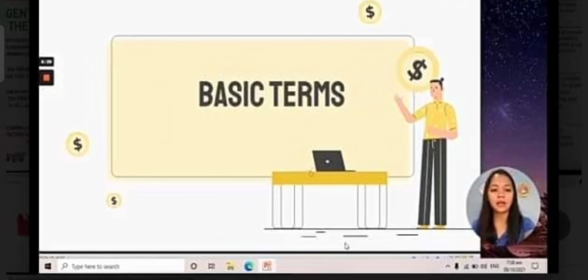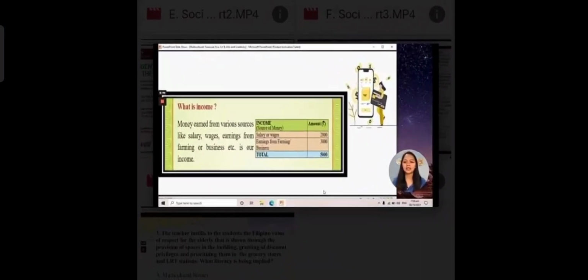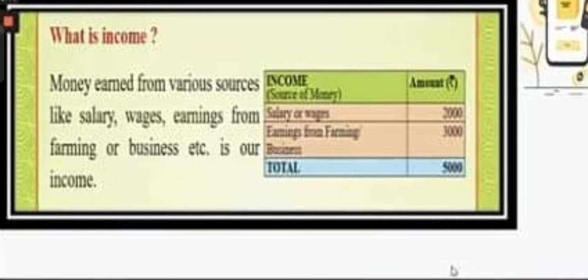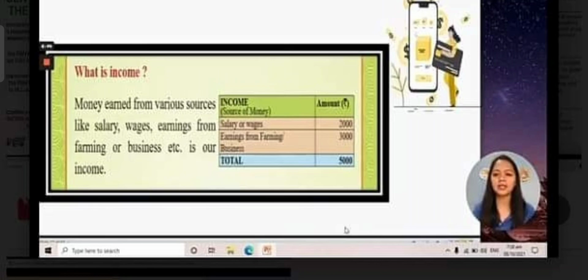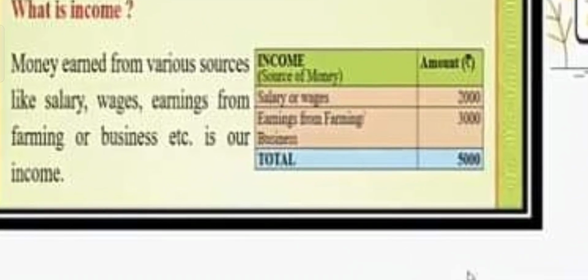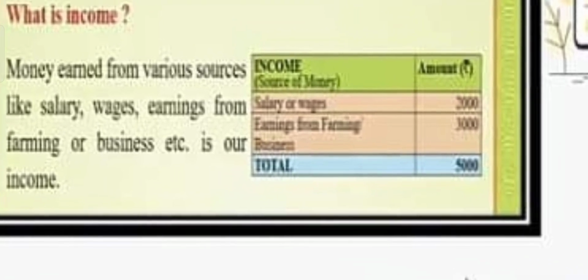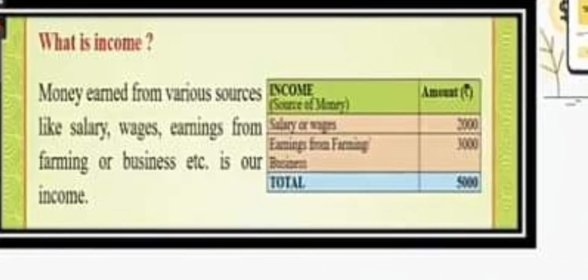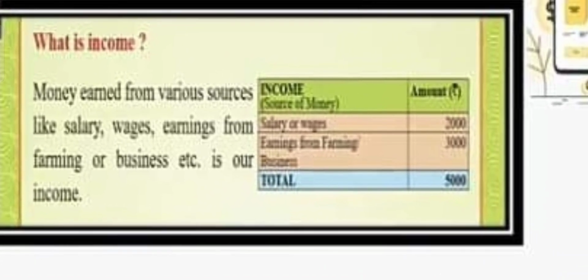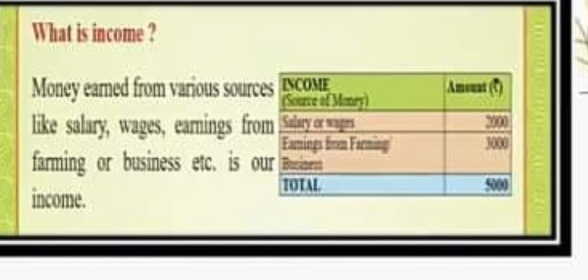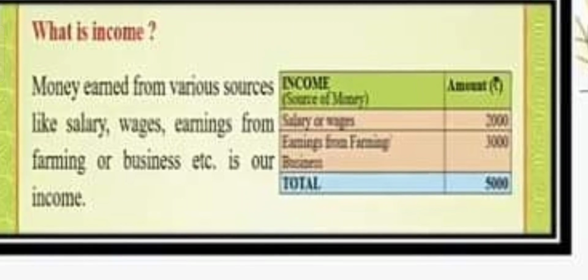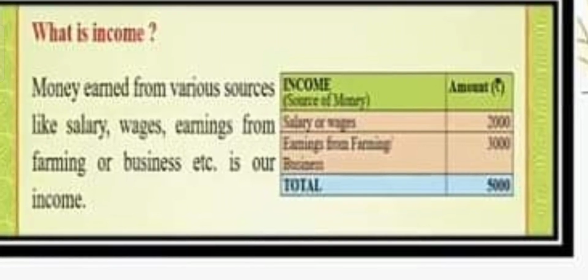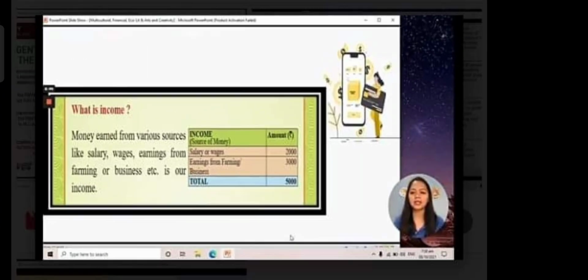So basic terms. What are the basic terms here in financial literacy? Let us now begin. So what is income? When you talk about income, it is from various sources. It can be a salary, wages, earnings from farming or business, etc. For example, in business, meron tayong income, halin sa tindahan, yung mga naipon mo, yung mga pera na galing sa tao na bumibili sa'yo, that is income. And those working in a government institution have a salary every month. So that is what they call income.